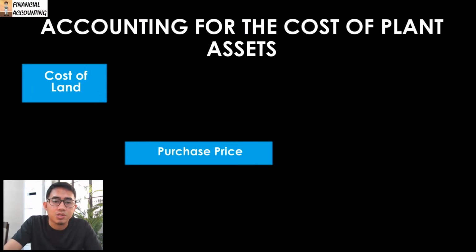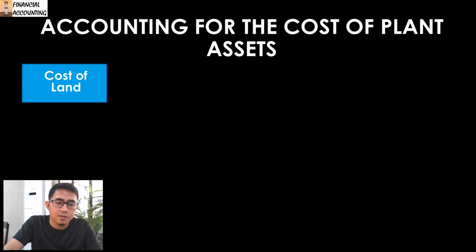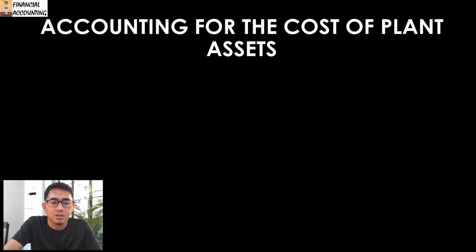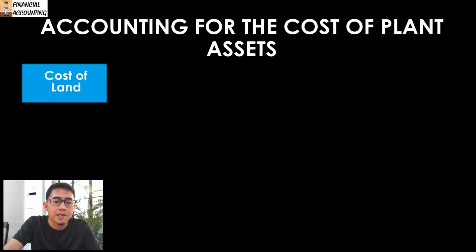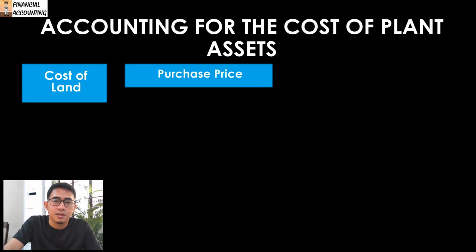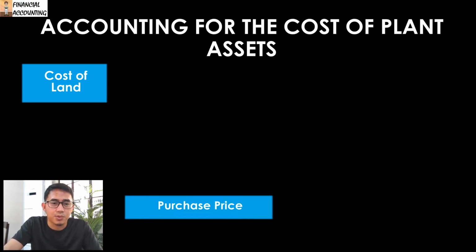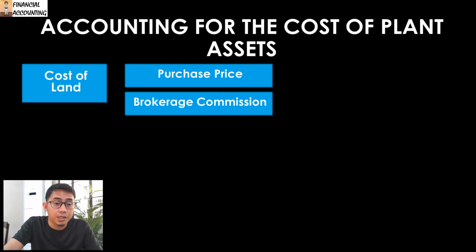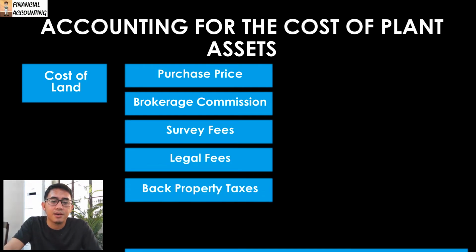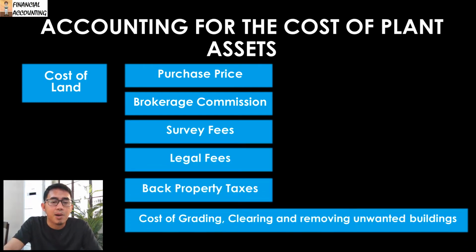So, accounting for the cost of plant assets: if we account for these plant assets, how do we record them? Let's say, for example, land. You cannot actually create land. You can only purchase land. That's why the only way of acquiring land is to purchase, or you receive it through donation, but you cannot create land. So these are the items that are part of the cost of the land. It's not just the purchase price. There are various costs which should be part of the cost of the land.